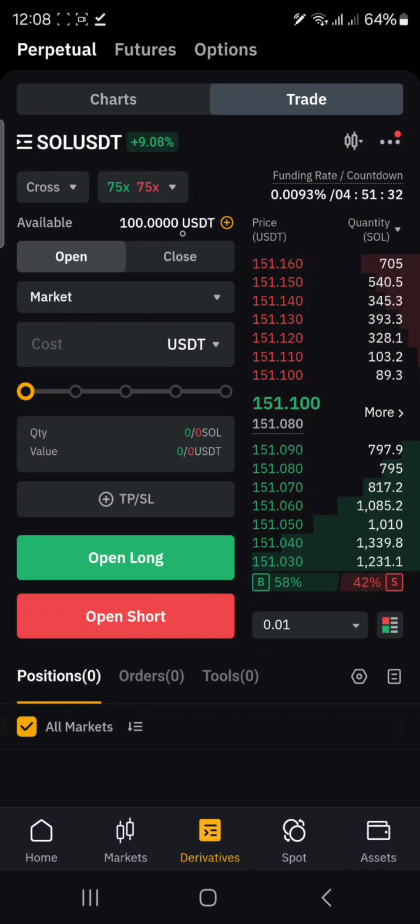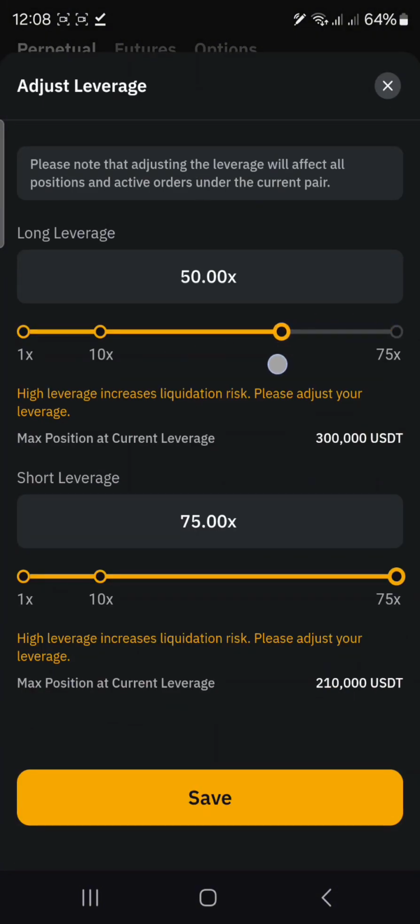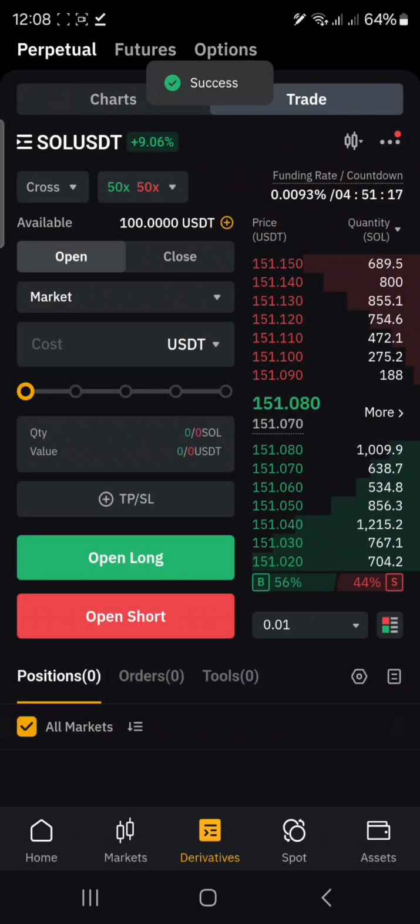Now here, as I said, with capital, looking at this, I usually use 50%, 50x, and I'll explain why. I use 50x for my leverage. So let me save this.